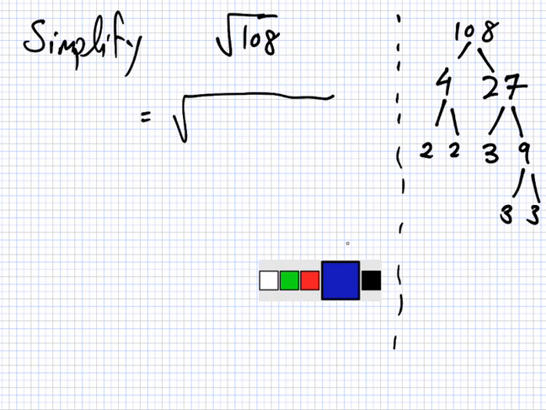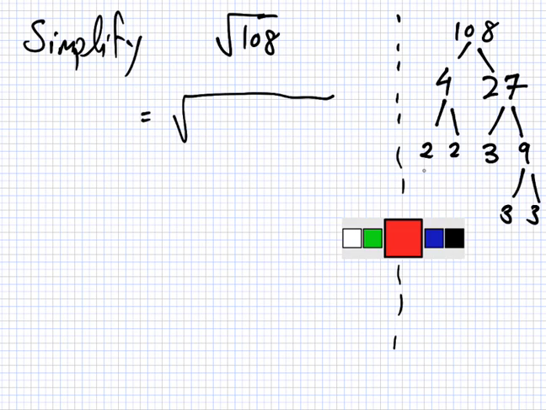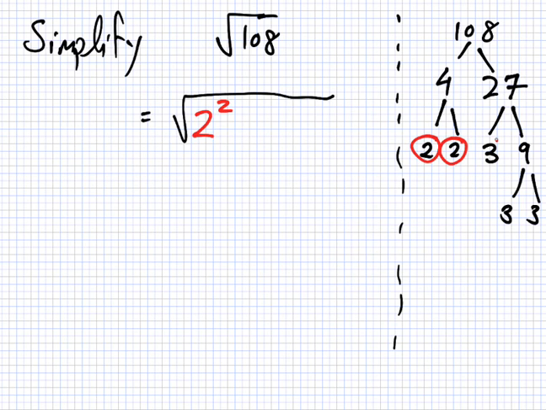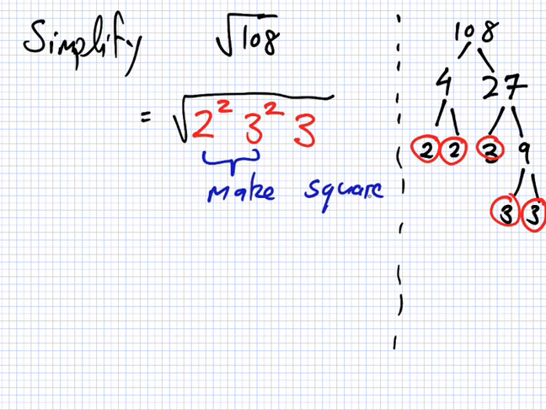So listen carefully, you try to put your prime numbers together as pairs. I'll show you what I mean. So you have a 2 and a 2. That makes 2 squared. You have a 3 and a 3. That makes 3 squared. And then you have a 3 here by itself. So you try to make squares. And the reason you do that is because now you can say this is square root of 2 squared, square root of 3 squared, square root of 3.